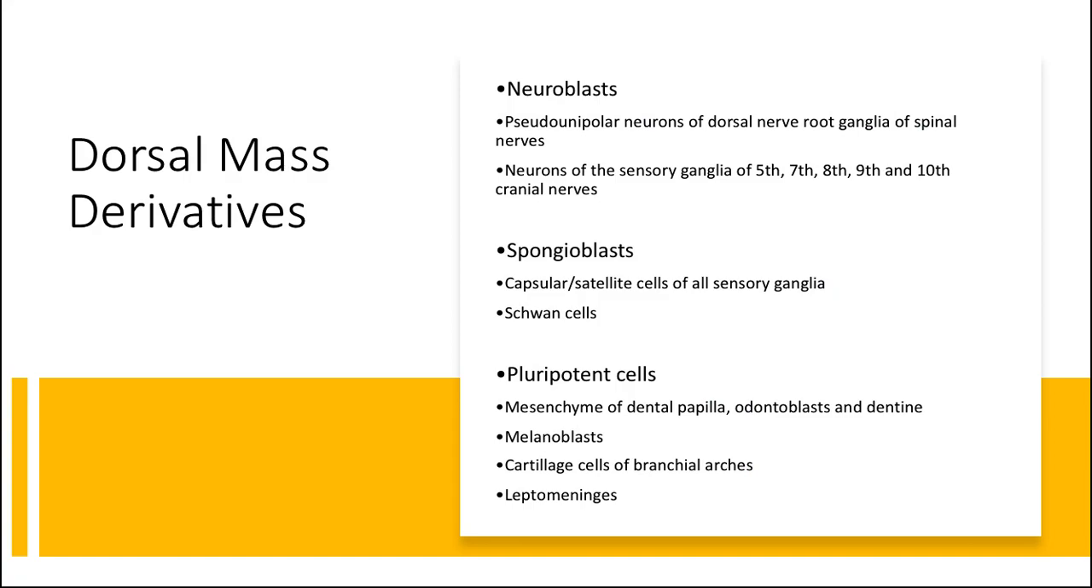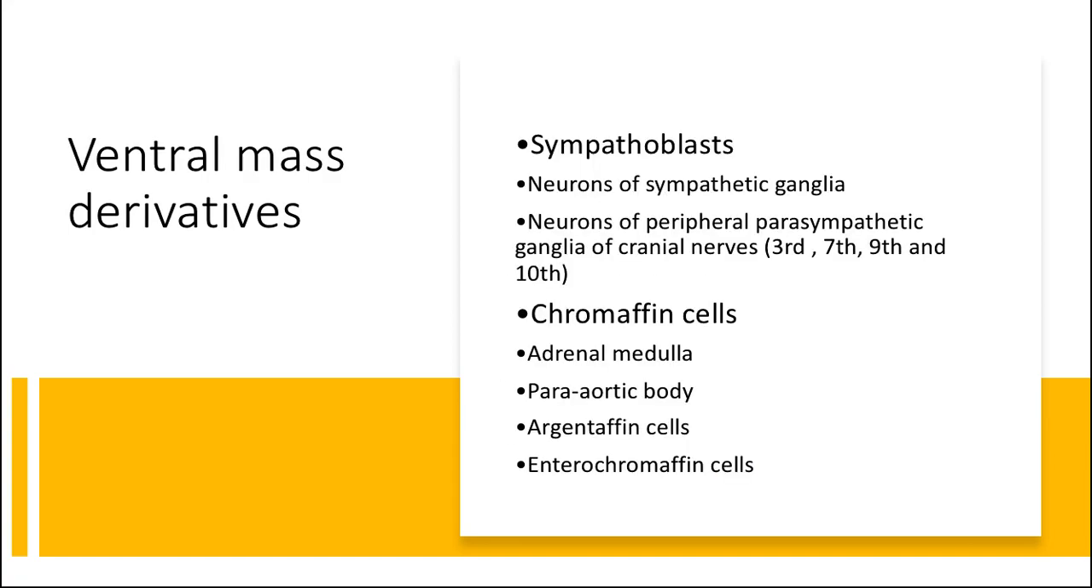Chromaffin cells give rise to the adrenal medulla, para-aortic body, argentaffin cells, and enterochromaffin cells. These are the different contributions of cranial neural crest to the craniofacial tissues.